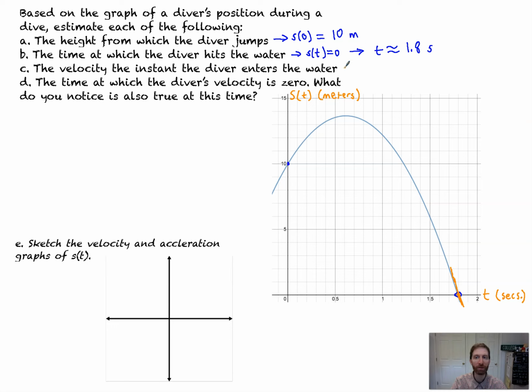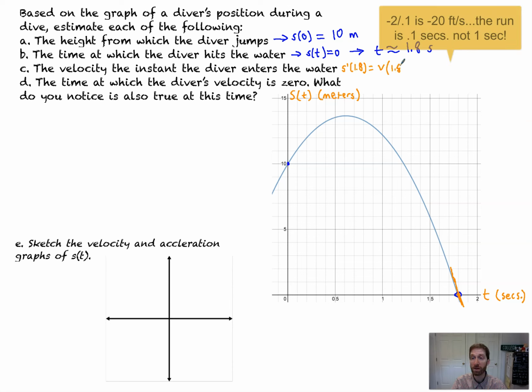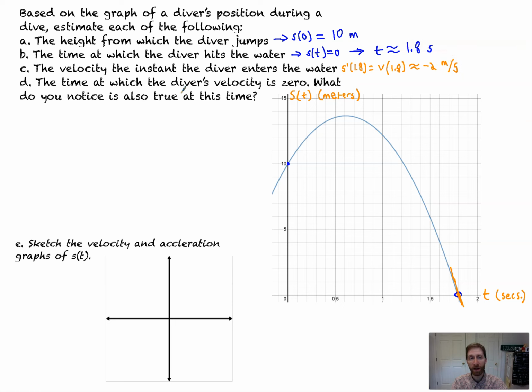So remember, you've got that velocity that we need there. So this would be s prime of, well, 1.8, roughly. So s prime of 1.8, which is equal to the velocity at 1.8. You could say that notation there, which is approximately -2 meters per second, right? Rise over run in terms of units, meters per second. Not bad. And it's negative because, of course, the diver's going down.